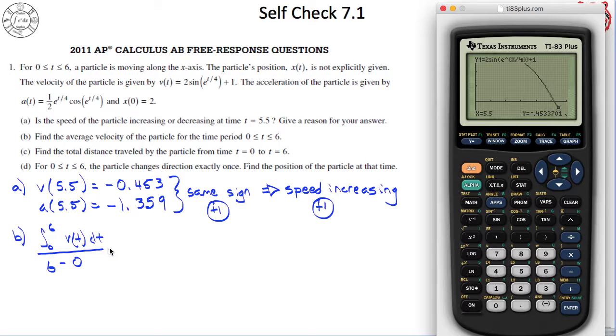Wait, can I ask you a question, Mr. Snow? Go for it. So if I got a different negative number on A, would it mean that I got it wrong?